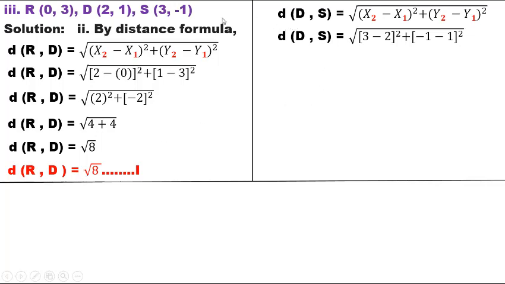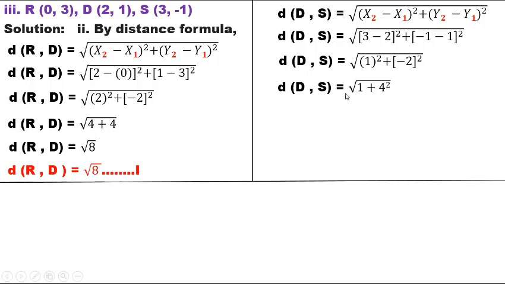By assuming the distance between the D and S, we assume that the coordinate of the D is x1, y1 and the coordinate of the S is x2, y2. By putting that value into the distance formula, we get 3 minus 2 bracket square plus minus 1 bracket square. Therefore, distance between the DS is equal to under root of 1 square plus minus 2 square, which is under root of 1 plus 4. Distance between the DS is equal to under root of 5.